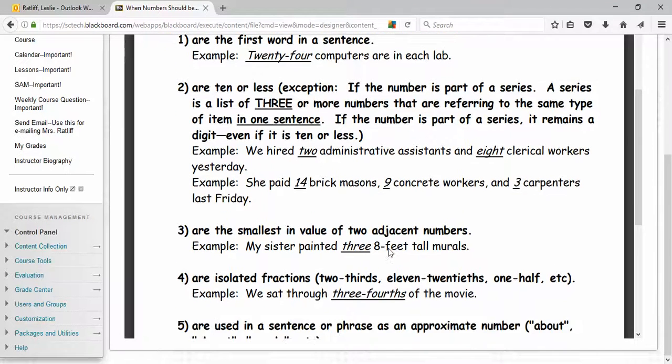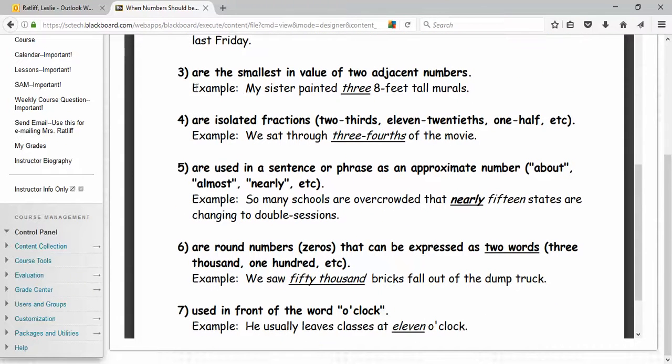Alright, third rule for when numbers should be words. The smallest in value of 2 adjacent numbers should be a word. Adjacent means right next to each other. So my sister painted 3 8-feet tall murals. 3 is next to 8. You take the smallest in value of those 2 numbers and you change it to a word.